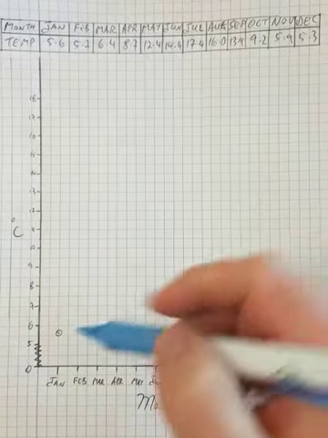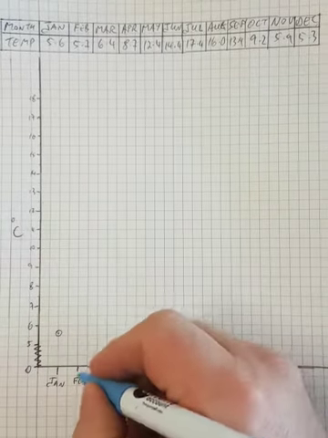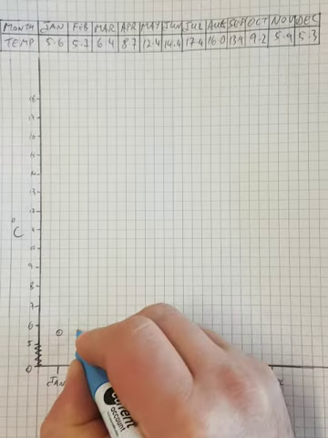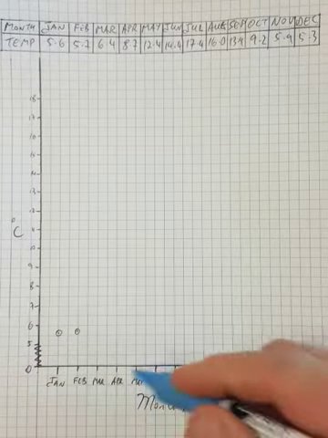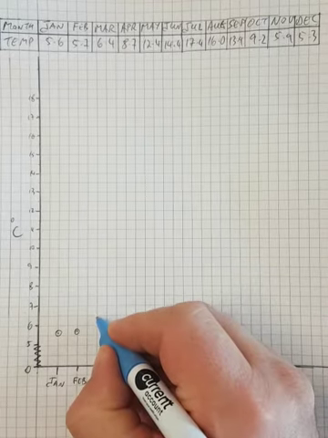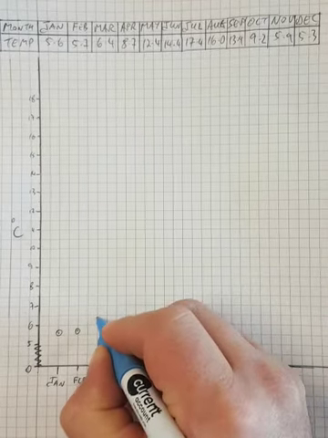Okay, February. It's 5.7, so it's ever so slightly higher up than the previous dot. March, 6.4. So 6.4 is going to be just below the halfway mark of 6 and 7.